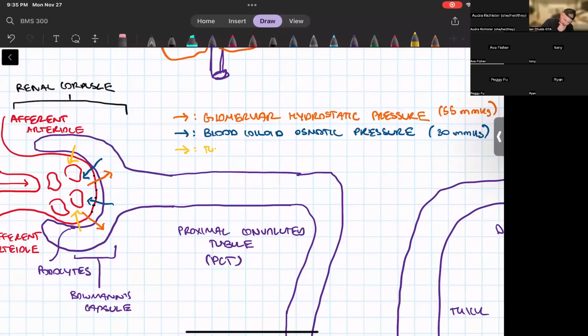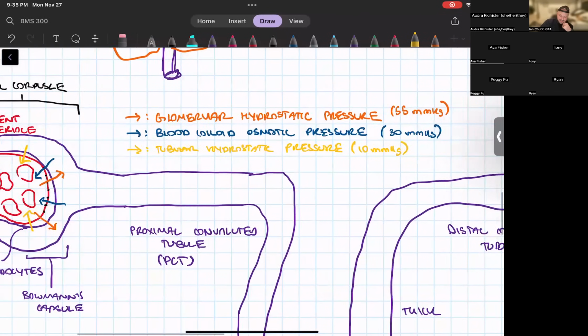So this would be tubular hydrostatic pressure. And this is just pressure due to how fast the fluid is entering the nephron, bouncing off the tubule wall. So like it bouncing off here will then push some of the fluid back into the blood. And that's pretty low. It's not high. So we'll say it's like 10 millimeters.